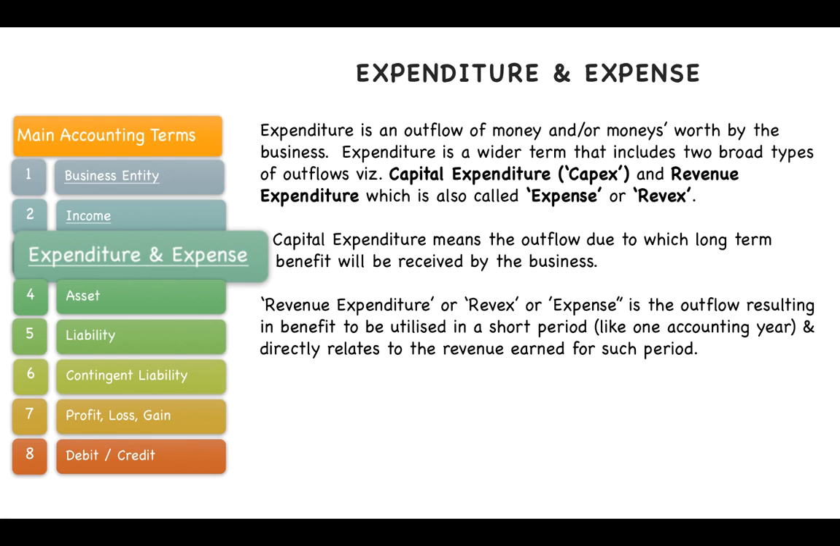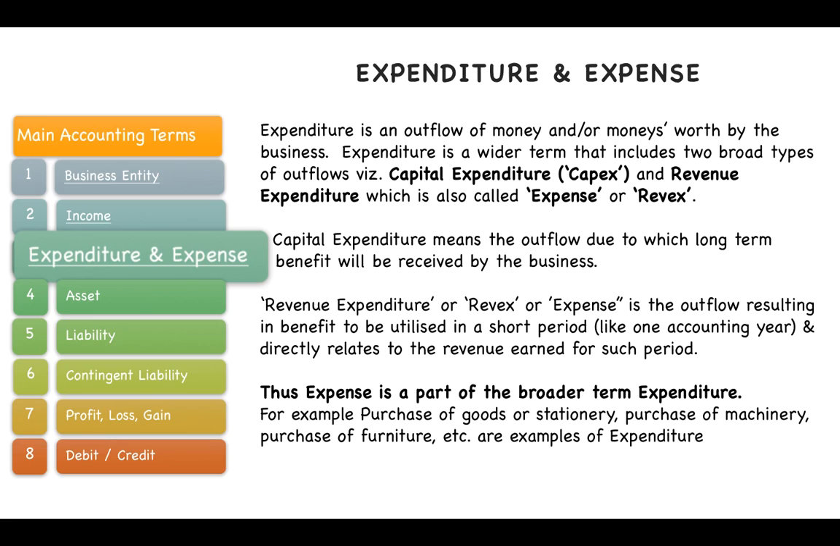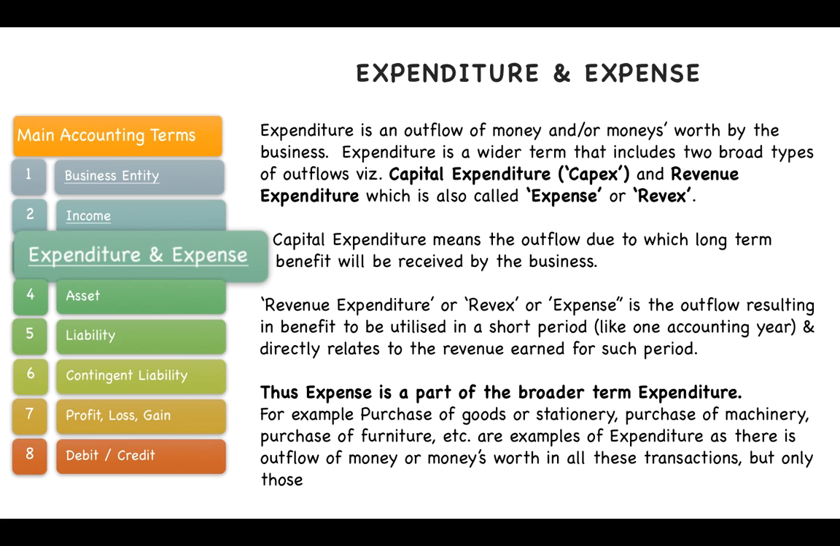Thus, expense is a part of the broader term expenditure. For example, purchase of goods or stationery, purchase of machinery, purchase of furniture are examples of expenditure, as there is outflow of money or money's worth in all these transactions. But only those will be treated as expense whose benefit will last up to one accounting year.